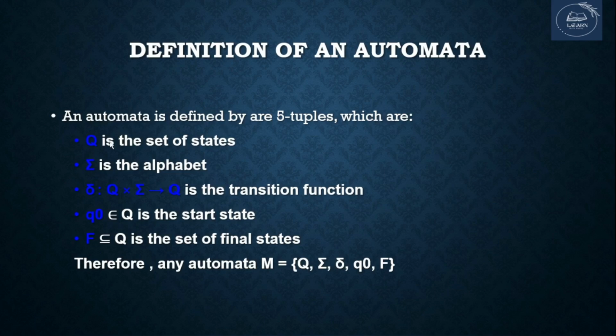Which are: the first one is the Q, which is known as the set of states; the sigma, which is known as the alphabet, as we've seen earlier. We have what we call the transition function, which is denoted by delta. And in our DFA, since we are looking at DFAs, delta is defined by Q by sigma. We will look at that later on, not to confuse. We have our Q naught, which is known as the start state, and we have our F, which is known as the set of final states. Therefore, any automata M is defined by these 5 tuples.